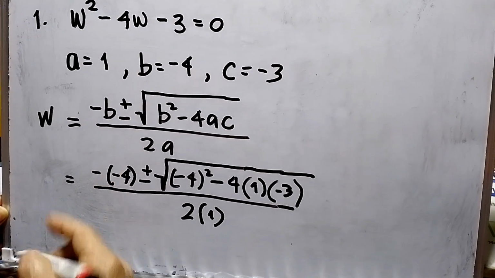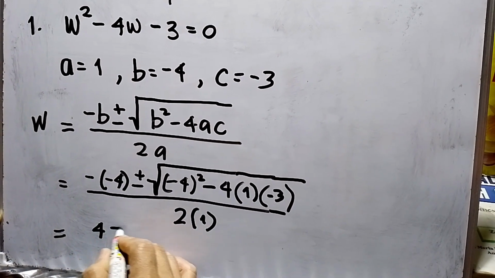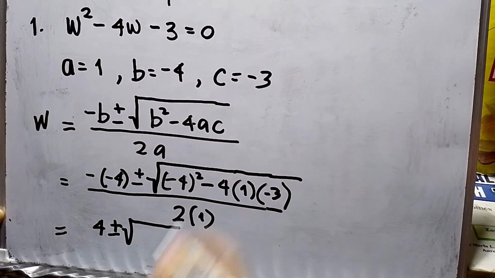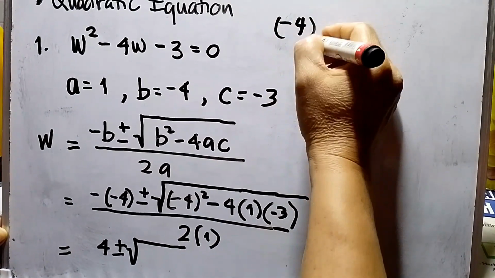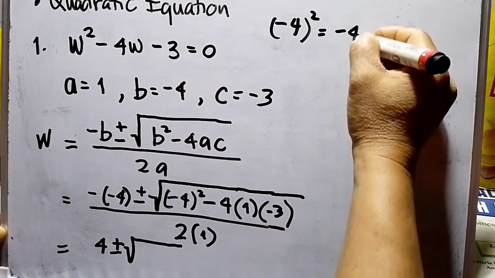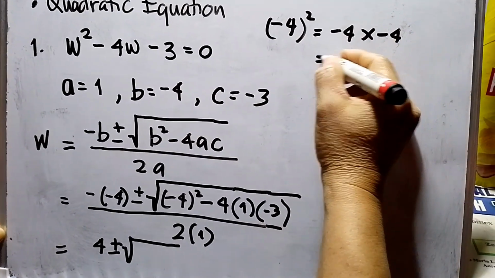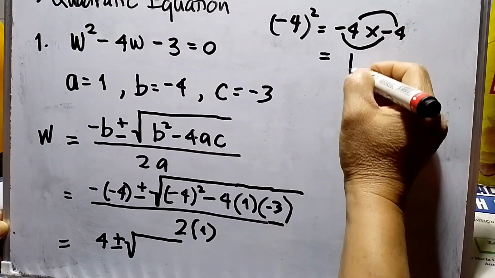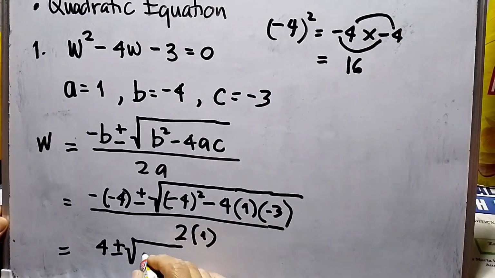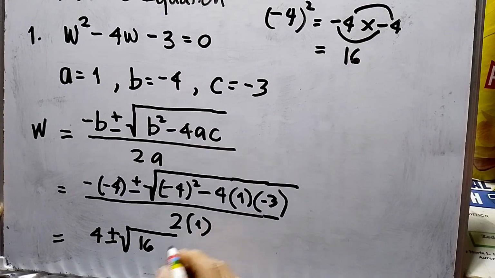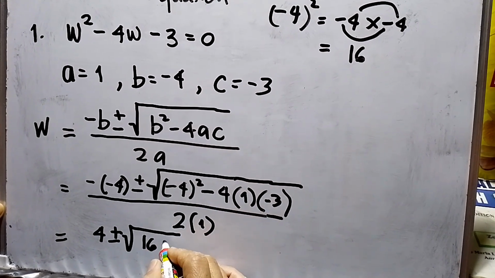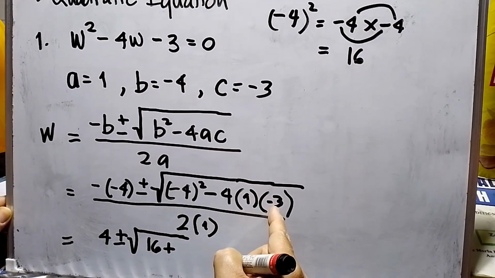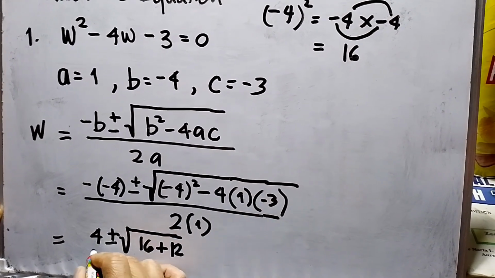So I have here negative, so this will be positive, plus and minus square root of negative 4 squared. This will be negative 4 times negative 4. So negative times negative is positive. Then 4 times 4 is 16. So this will be 16. Negative times negative, that will be positive. 4 times 1 is 4 times 3, that is 12. Then over 2.